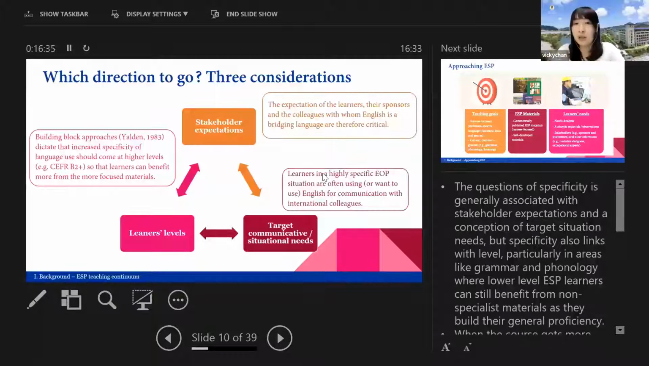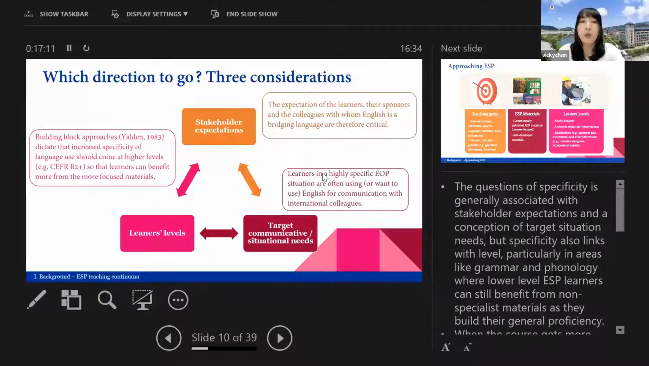For example, the expectations of the learners or their sponsors of the ESP course, or even the colleagues who are working with them. They might know which areas the students need some training on, so we have to take that into consideration. And then secondly, what kind of needs the students have. For example, if the learners are in a highly specific EOP situation, they are often using English for communication with international colleagues, and we might also need to find out what they need.